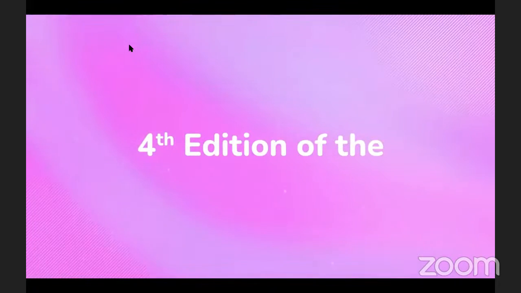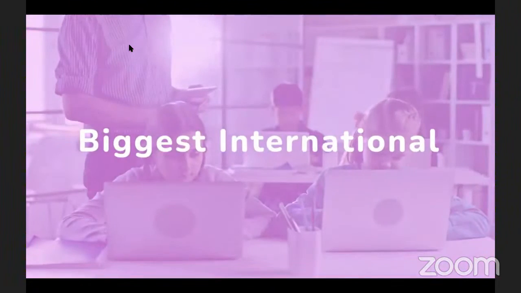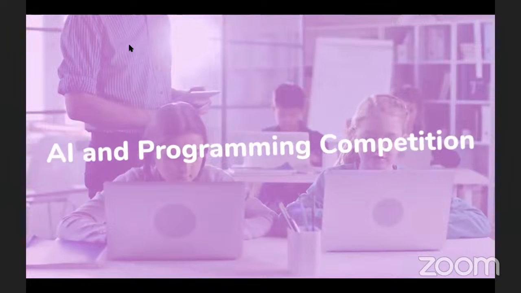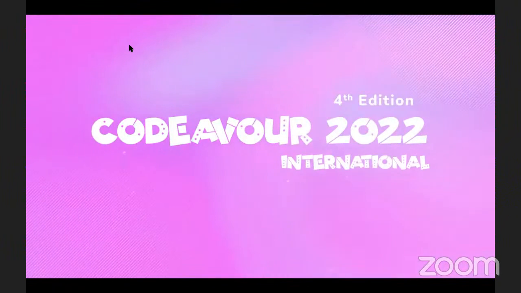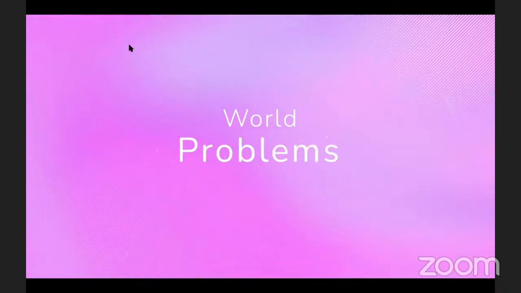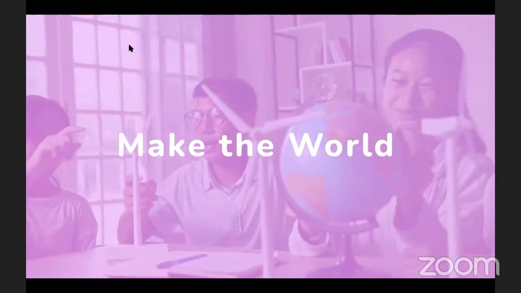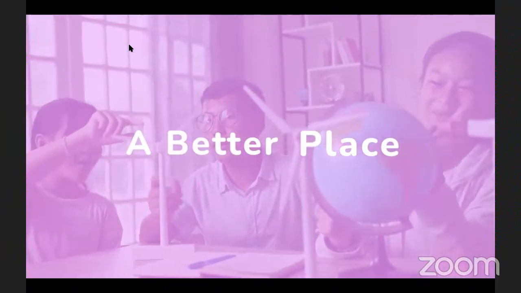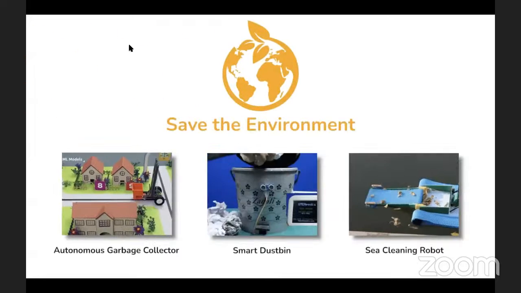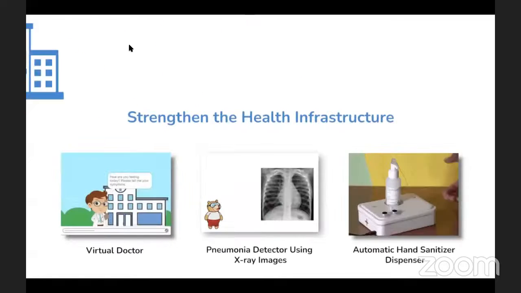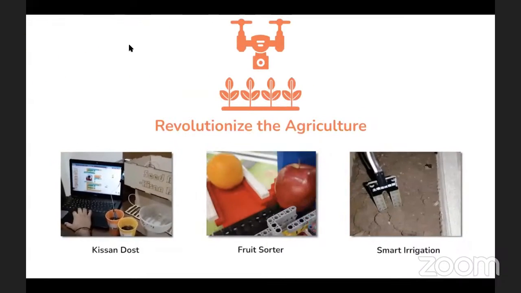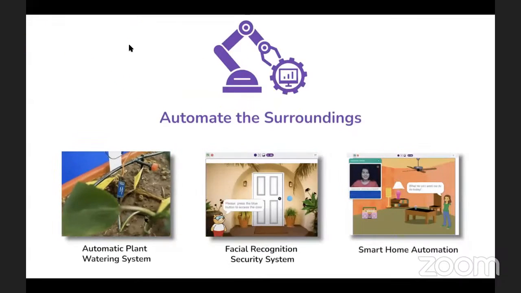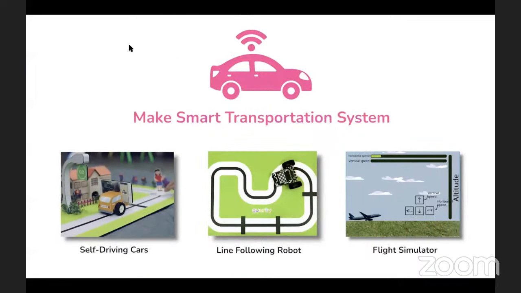For the fourth consecutive year, bringing you the biggest international AI and programming competition for kids, Codeavour 2022 International 4th edition. To make kids aware and inspire them to brainstorm over emerging issues, to make the world a better place, kids need to build solution-based projects on the following theme: save the environment, strengthen the health infrastructure, revolutionize the agriculture, automate the surroundings, make smart transportation system.